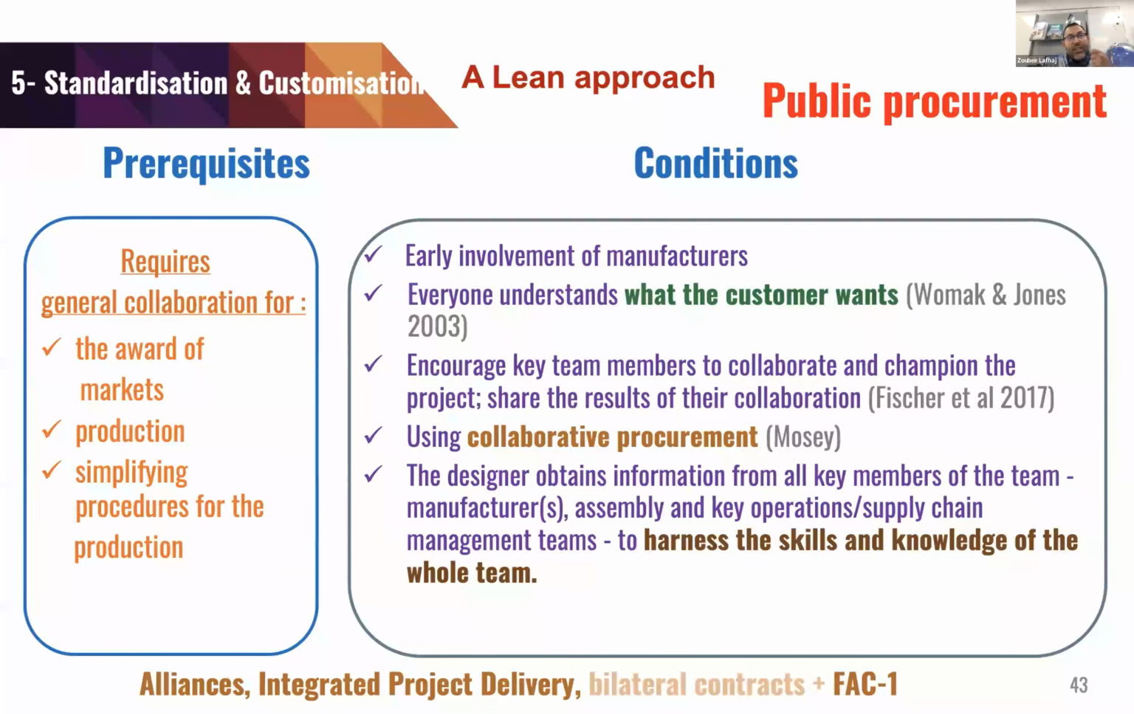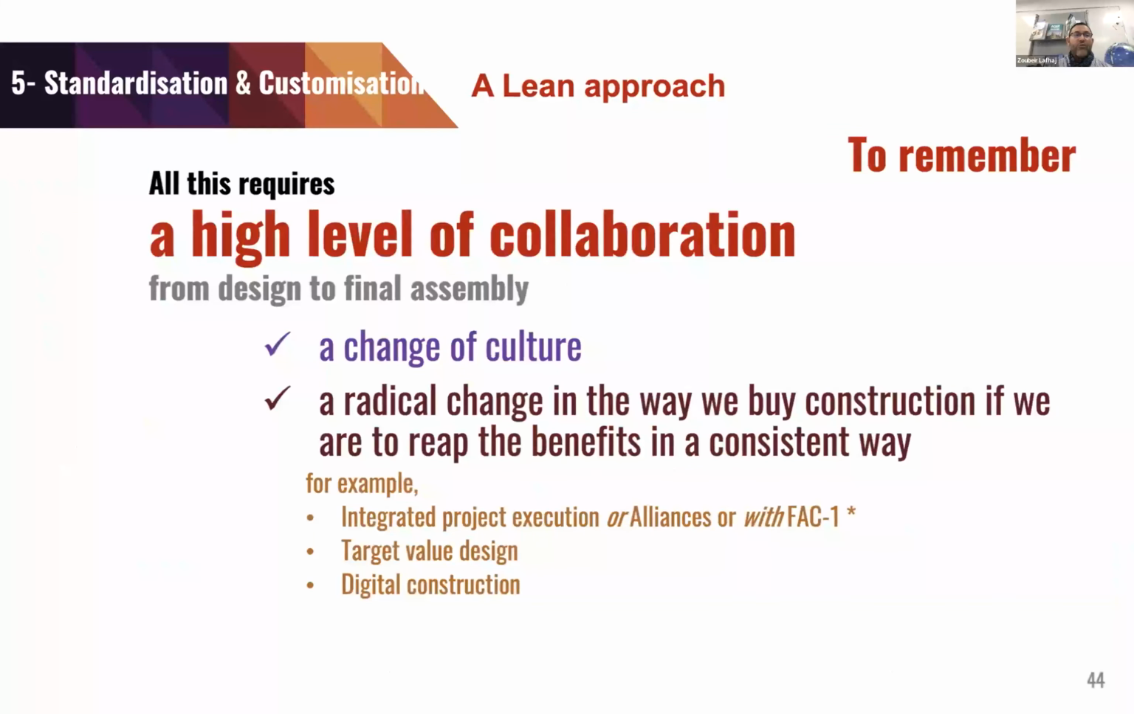And this knowledge, these skills, this information must be in the DNA. The quality must be in the culture of the company or of the society. The quality becomes a kind of culture. It is normal that we do that with a good culture. To give an example of some contracts, we can see the alliance, integrated project delivery, bilateral contracts, or the FAC contract too.